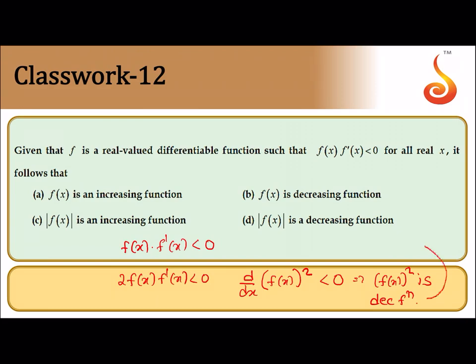Same thing, you'll get it. This implies f of x whole square is a decreasing function. So f of x whole square is a decreasing function clearly implies that mod f of x is a decreasing function. Option D is correct.